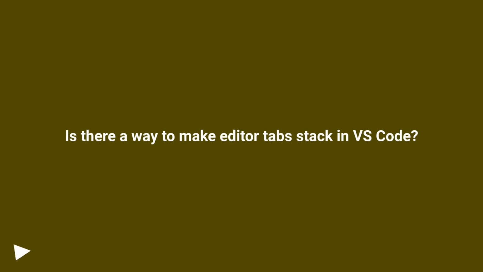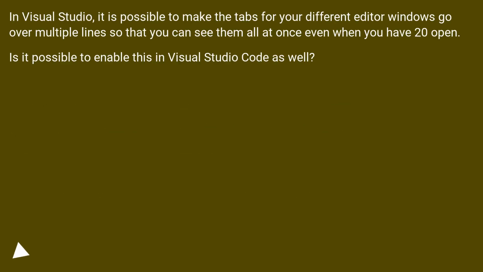Is there a way to make editor tabs stack in Visual Studio Code? In Visual Studio, it is possible to make the tabs for your different editor windows go over multiple lines so that you can see them all at once even when you have 20 open. Is it possible to enable this in Visual Studio Code as well?